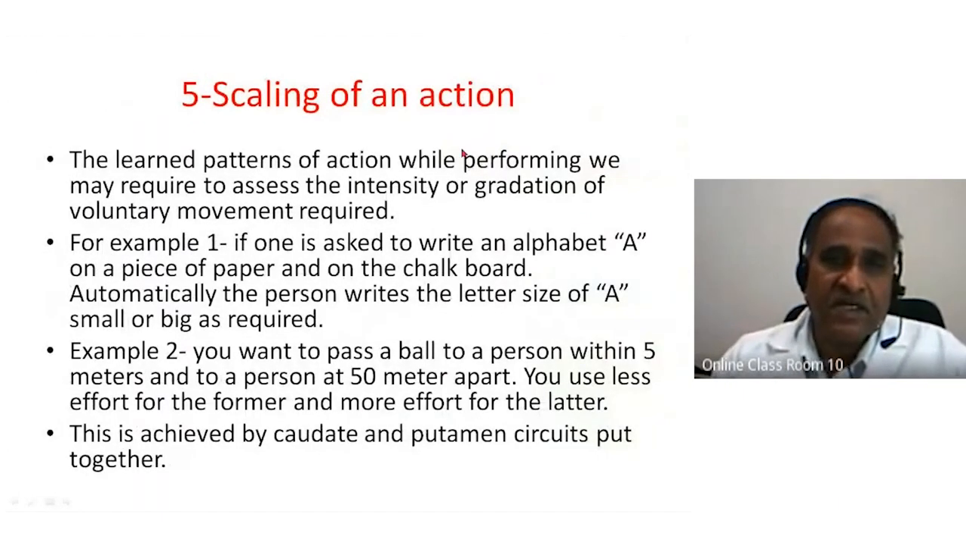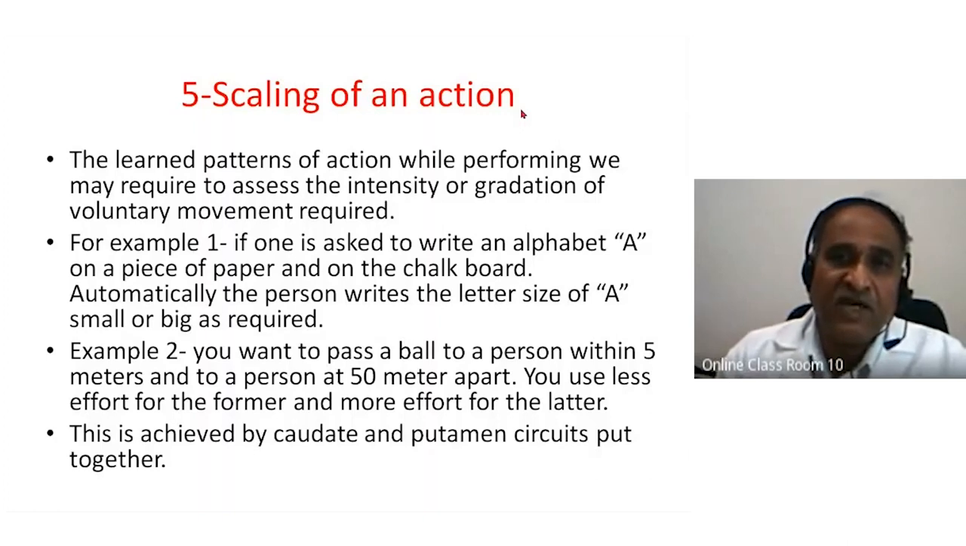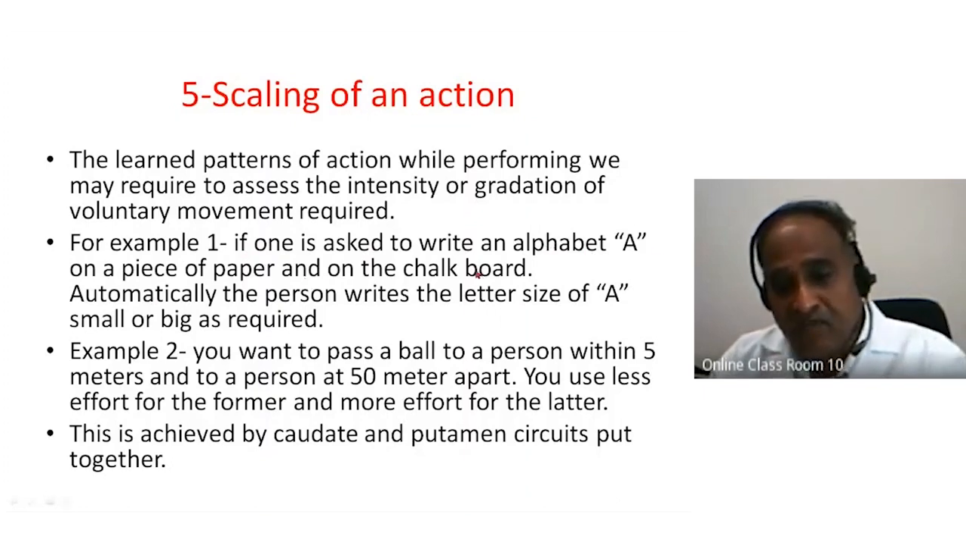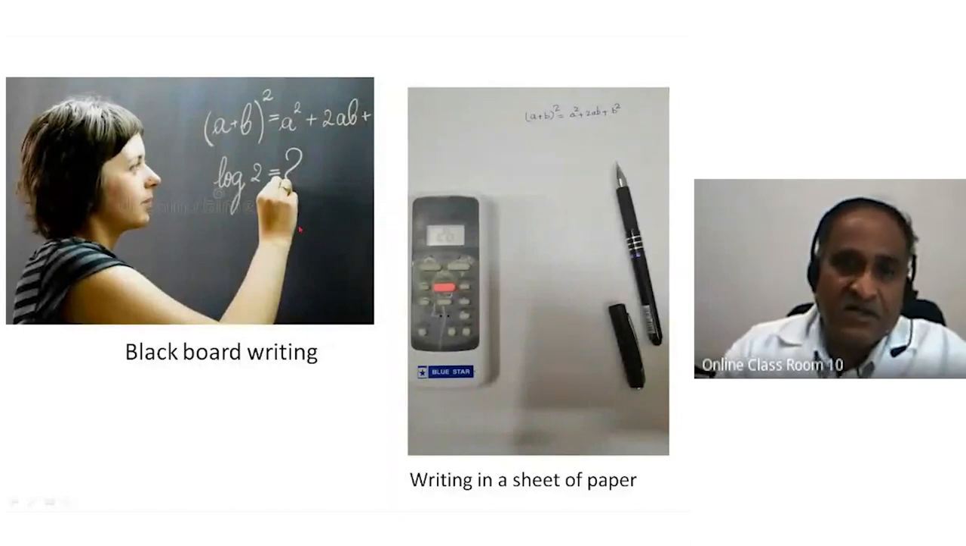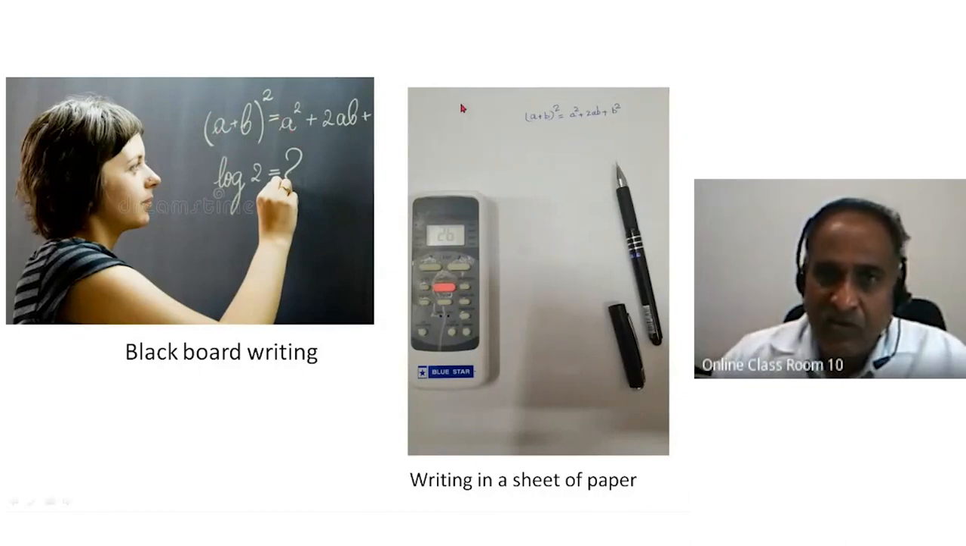Scaling up an action. Scaling means the intensity at which we perform the action. The learned patterns of action while performing, we may require to assess the intensity or gradation of the voluntary movement. I will just give an example. If one is asked to write the alphabet A on a piece of paper and on a chalkboard, so you just see that, here is a person writing on the blackboard A plus B, whatever the alphabets, we are not interested in what is written. And you see that this is the blackboard. You can assess the size of the blackboard with the size of the person.